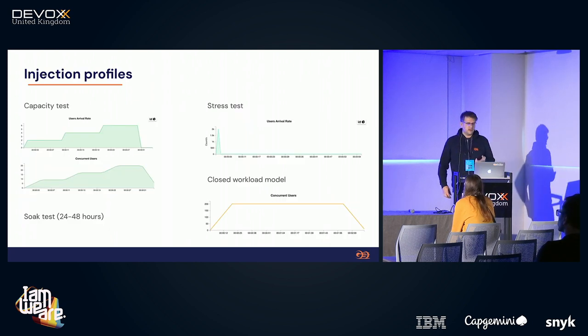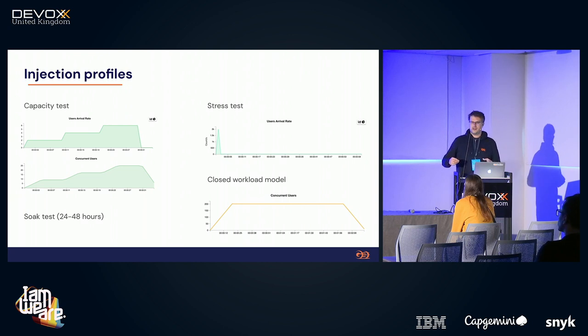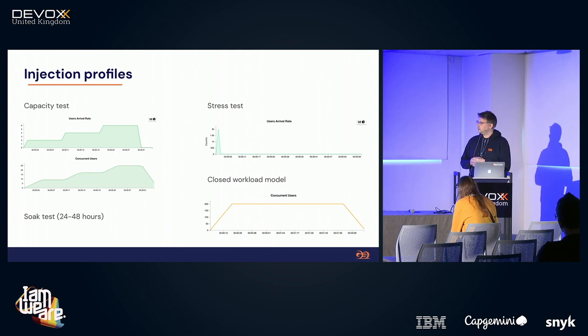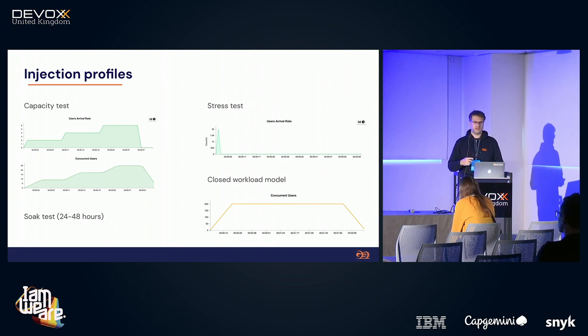You want a tool that provides you with different injection profiles, which is the shape of the traffic. You might be interested in running capacity tests, where you progressively increase the load to find the sweet spot of your application. You can also be interested in stress tests, where you want to figure out how your application behaves during a peak of traffic, and afterward, if it properly recovers or it's just broken, you've lost data, you need to reboot the service. You might also be interested in running soak tests, where you run a very steady state for a long time and try to detect resource leaks, like connection or memory leaks.